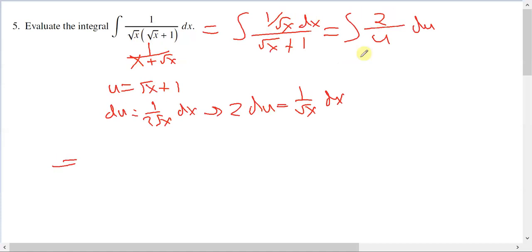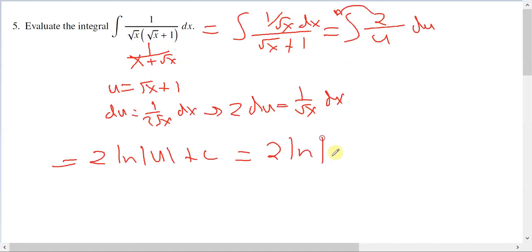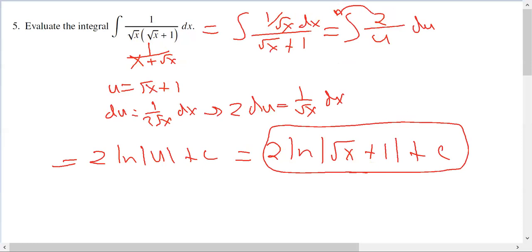And now this is just going to be 2 natural log absolute value of u, just pulling the 2 out of the integral if you need to, it'll come out, which is going to give me 2 natural log square root x plus 1 plus a constant. And it turns out you don't have to have the absolute value on this particular one because square root of x plus 1 is positive, but that would be your integral.